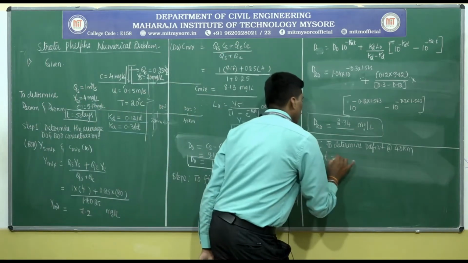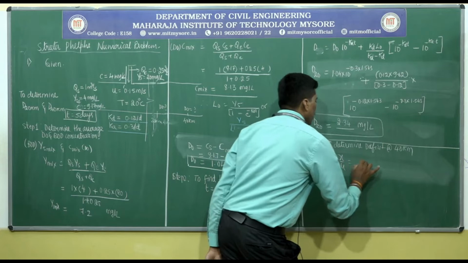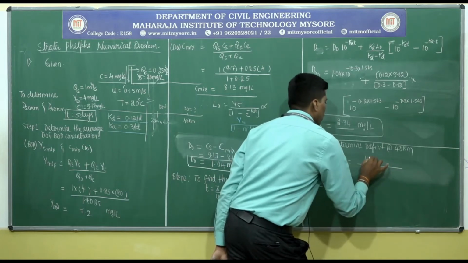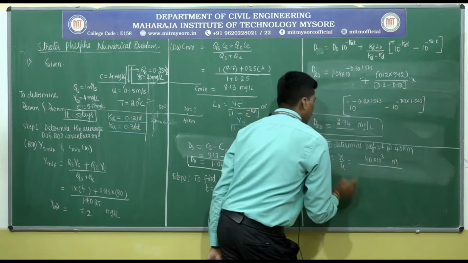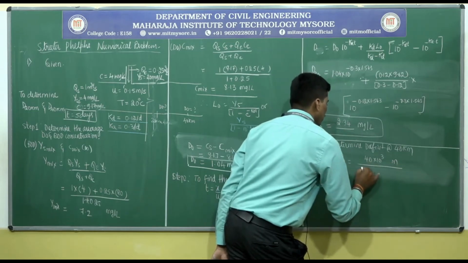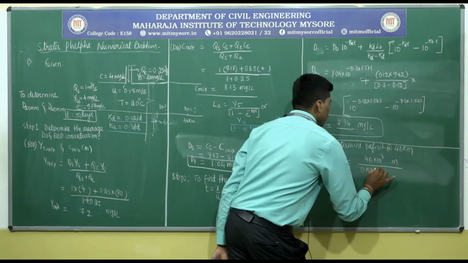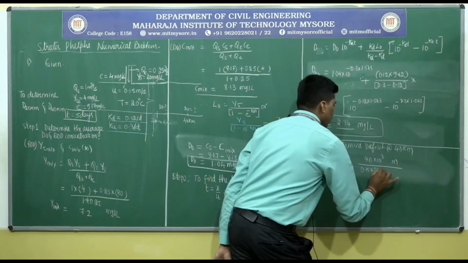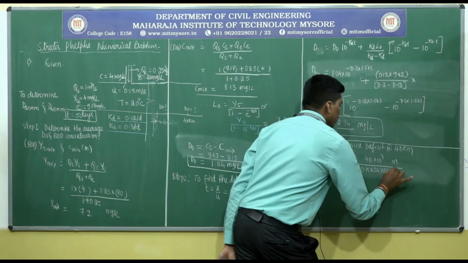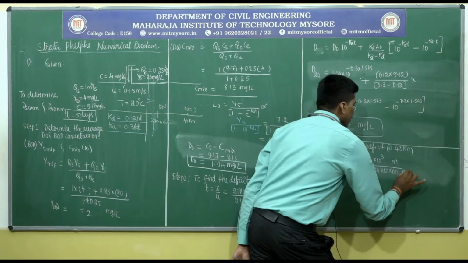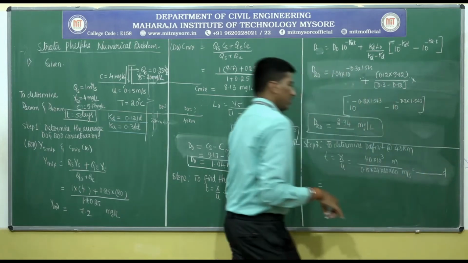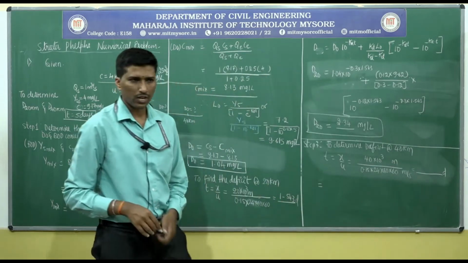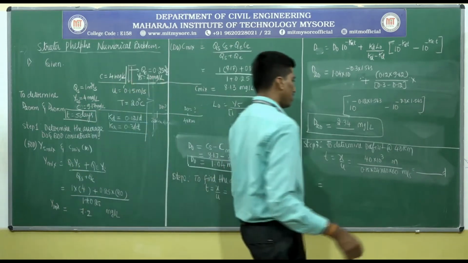So, t is equal to x by u. What is that? x is equal to 40 into 10 raised to 3 meter, and u is equal to 0.15 into 24 hours, 60 minutes, as well as 60 seconds. Okay, this is in terms of meter per second, in terms of days. How much are you going to get? 3.086 days.